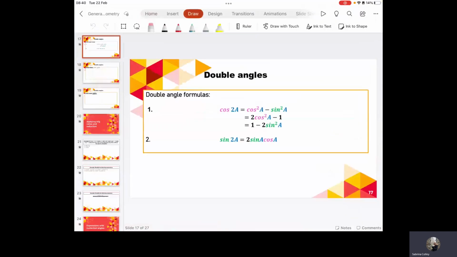So the first thing I'm going to do is go through the lesson. At the end, I'll go through the test, okay? So we're going to start with double angles. We did our compound angles. Now we're going to look at double angles.